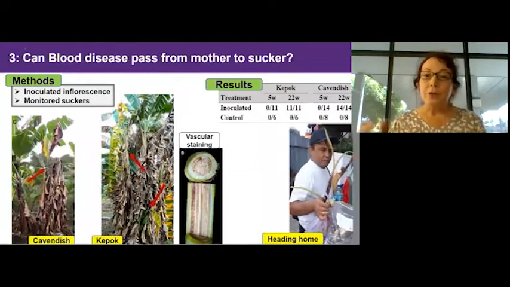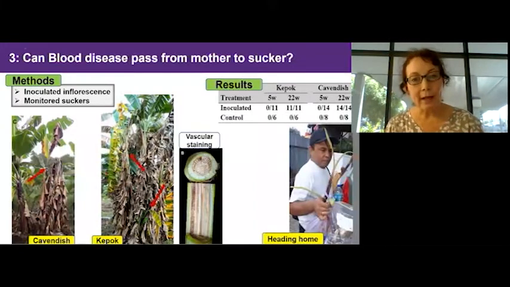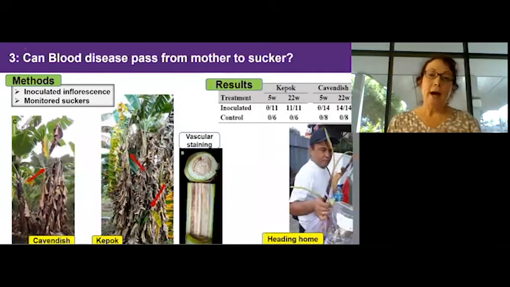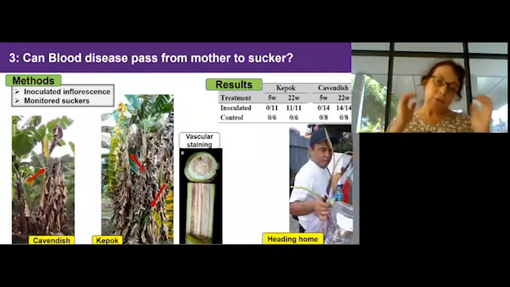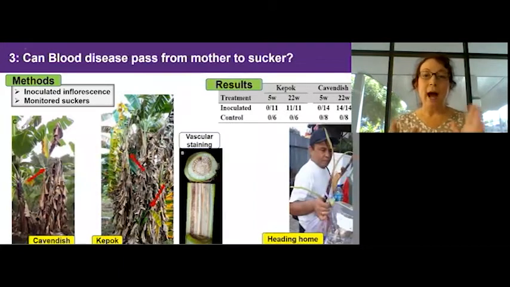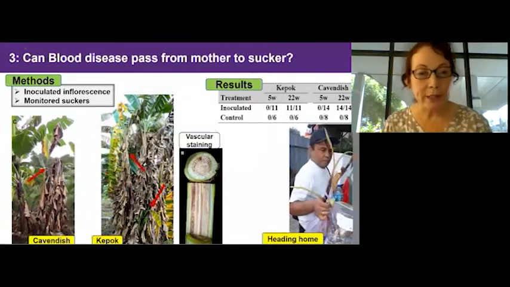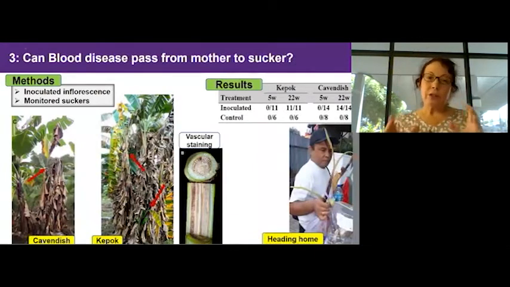Now, we used field-grown plants here to assess if blood disease can pass from a mother plant to a sucker. So I inoculated the inflorescence of mother plants and I made sure that they got infected with blood disease, and then I monitored the suckers for disease over time. No disease was observed in any of the suckers after 5 weeks, but all Kepok and Cavendish plants had at least one sucker with symptoms after 22 weeks. Now, this shows that blood disease moves from the parent plant to the sucker.